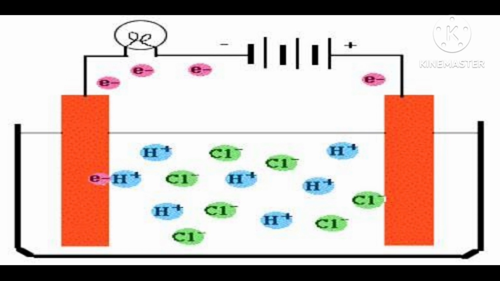Conductance of electrolytic solutions. Last class I discussed electrochemical cell and Gibbs free energy of the reaction. I derived delta G is equal to minus nFE. Now I am going to discuss conductivity, or conductance you can say, of electrolytic solution.